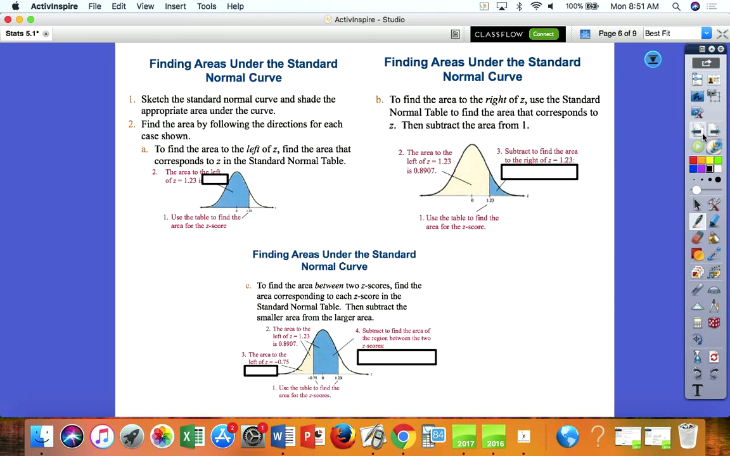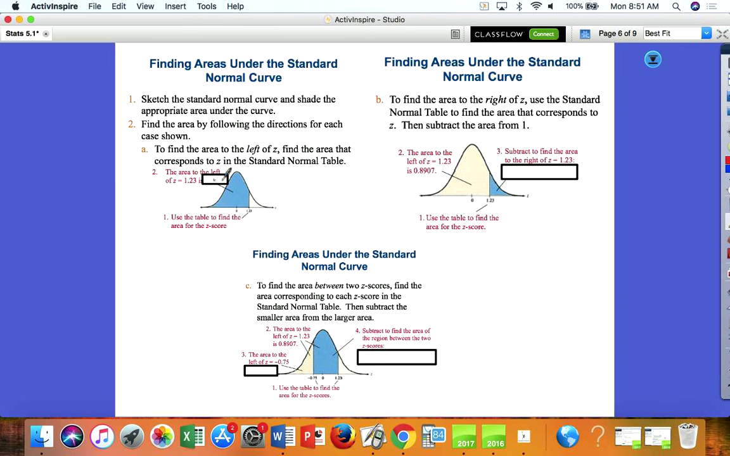So let's go to this page and let's talk about just a few examples here, okay? So finding areas under the standard normal curve, which is the same thing as finding probabilities as well, because area is probability. Probability is area, okay? So if I ask you this question, what's the probability that a random score is less than 1.23? What's the area to the left of a z-score of 1.23? You'd look it up in your table.